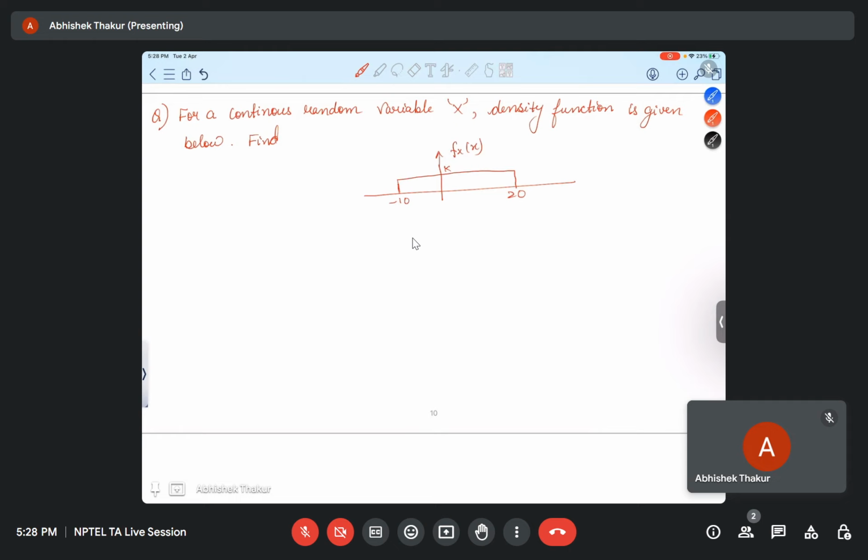Okay. So we have to find, first, k. Second, the probability that X is greater than or equal to minus 10 and less than or equal to 10. Third part, we have to find the probability of X greater than or equal to 10. And the fourth part is to plot the probability distribution function. Okay.